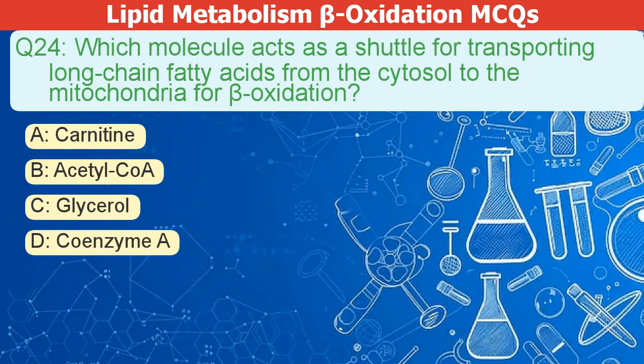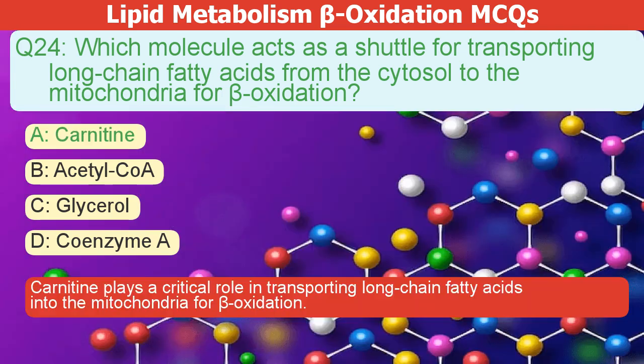Which molecule shuttles long-chain fatty acids from the cytosol to the mitochondria for beta-oxidation? A. Carnitine. B. Acyl-CoA. C. Glycerol. D. Coenzyme A. The correct answer is A. Carnitine plays a critical role in transporting long-chain fatty acids into the mitochondria for beta-oxidation.